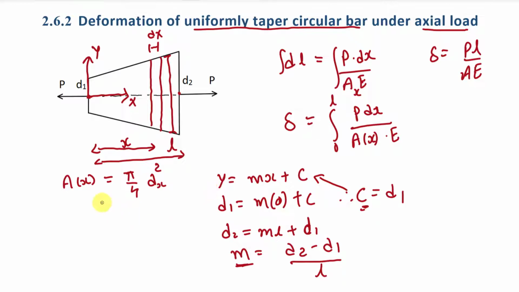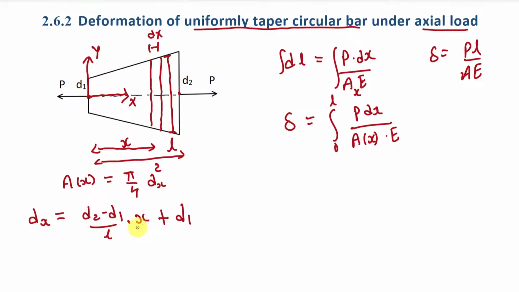So we will have y, that is nothing but the diameter at distance of x, equal to m, that is d2 minus d1 divided by L, into x, plus c, that is diameter d1. So finally we have the value of diameter as a function of x. Now for ease of calculation we will take this term as k. So it will be dx is equal to kx plus d1. So from here we can put the value of dx here and we can get the value of area. And finally we are going to put this value here.